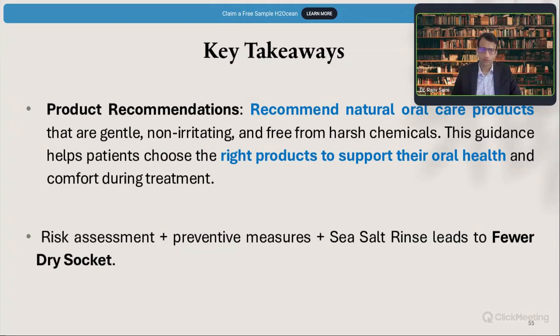Recommend natural oral care products to patients that are gentle, non-irritating, and free from harsh chemicals. Our ultimate goal is to educate patients to use the right products that do not disturb the healing process and do not do more bad than good. So that's very important. Salt rinse is the key to move forward, considering the science, research, and education that's coming up.